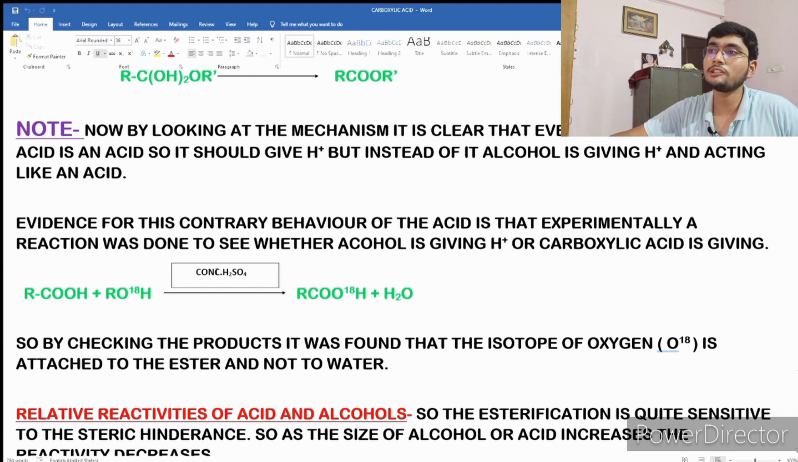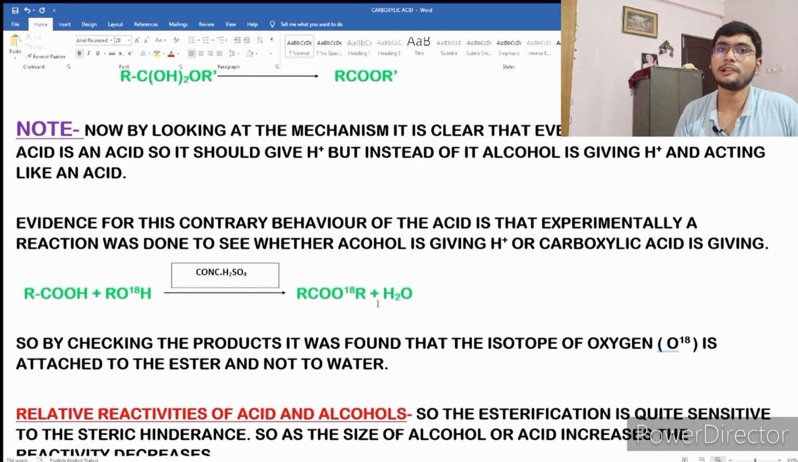So when we reacted with concentrated H2SO4, we found that this isotope is present in the ester, not in water. I have written here wrong, let me correct it. Yes, this isotope is present in the ester, neither in water, because if the alcohol had given OH, then the carboxylic acid should give H. The OH and H would combine to form water, so the isotope should be present in the water molecule. But because the alcohol is giving H plus, the isotope oxygen is present in the ester.